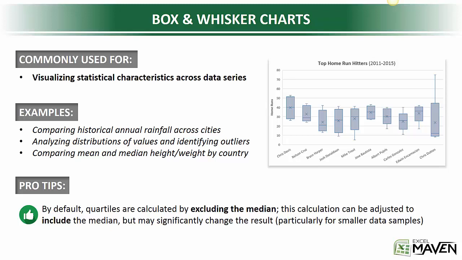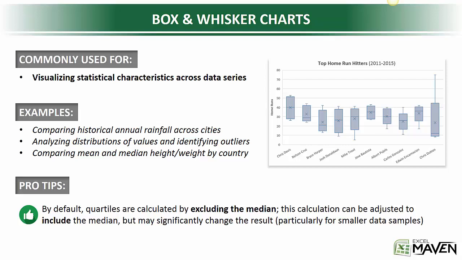Let's get back to box and whiskers. Some examples of when you might use a box and whisker chart: comparing rainfall amounts across cities, analyzing distributions of values and trying to visually identify outliers, or things that a histogram would be really good at, like comparing mean and median heights and weights by country.